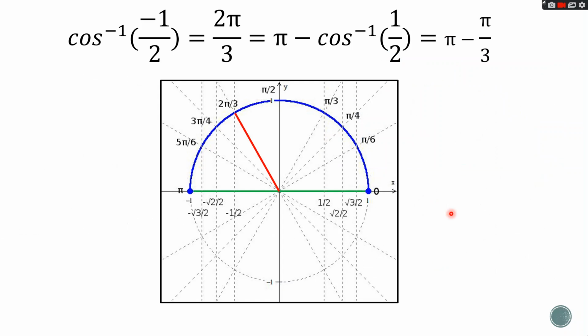Let's check with an example. Say if you want to find cos inverse of minus half, that is equal to 2 pi by 3. Minus half corresponds to 2 pi by 3. But this 2 pi by 3 we can write as pi minus pi by 3. Right? Pi minus pi by 3 is 2 pi by 3. So this is nothing but pi minus, now how will you write pi by 3? Pi minus cos inverse of half. So cos inverse of minus x is equal to pi minus cos inverse of x.